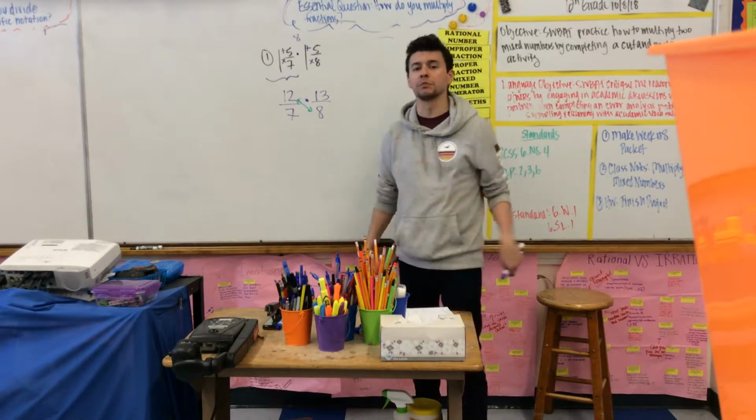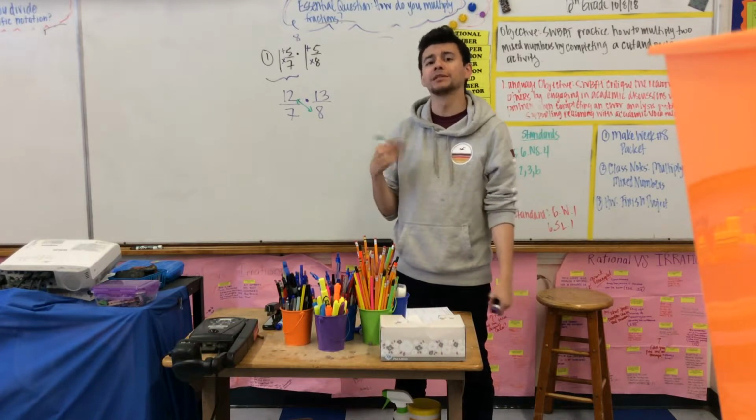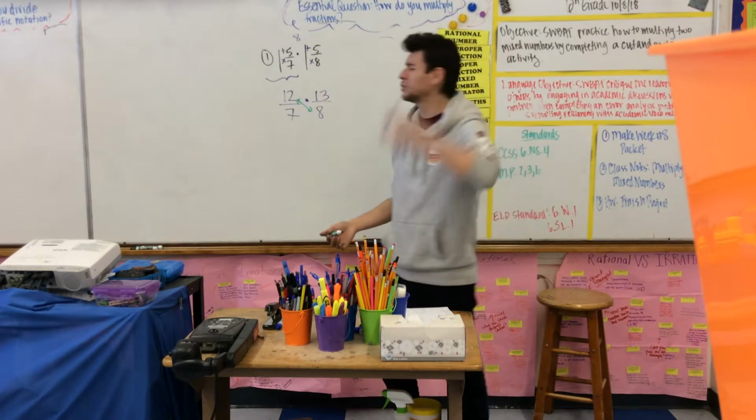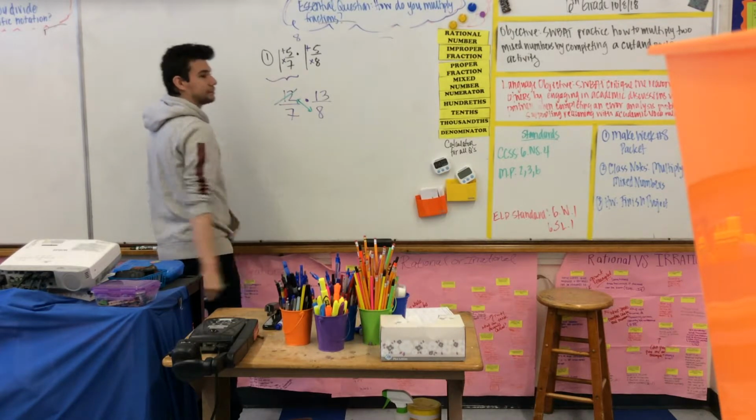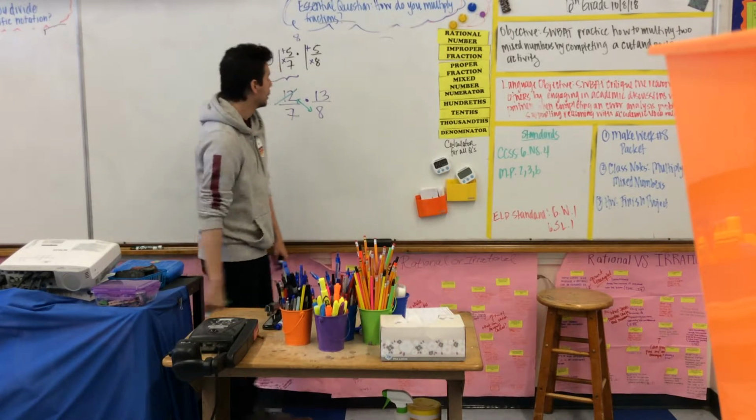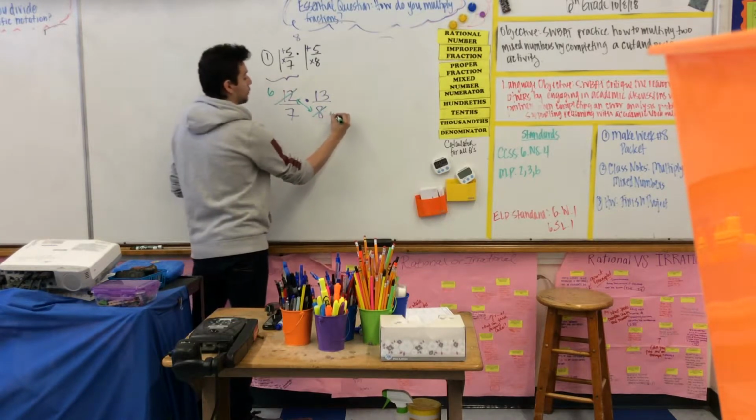Look across. Is there a number that could go into 12 and 8? Well, 2 could go into it, but is there a bigger number? Let's just use 2. 12 divided by 2 is 6. 8 divided by 2 is 4.